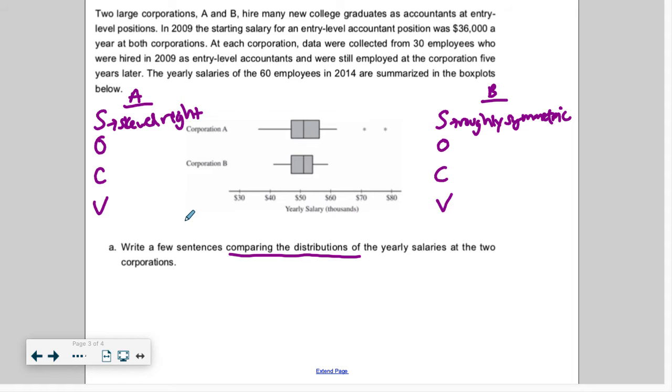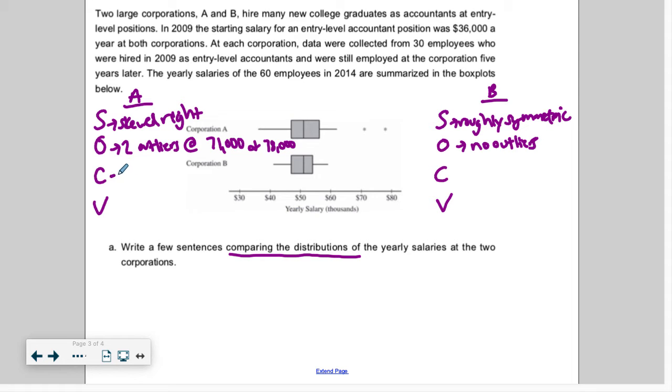Okay, now O for outliers. Again, Corporation A clearly had those marked outliers, so it had 2 outliers. And if we have outliers, we want to say where they are. So I'm going to have to estimate at 71,000, and the second one, why don't we say 78,000. Whereas for Corporation B, I didn't have any, so no outliers.